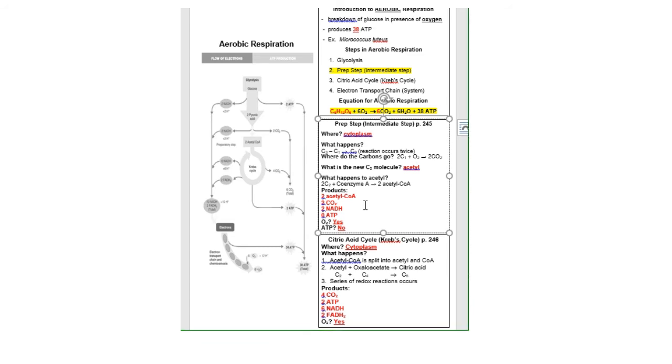One of the ways I like to remember each step is how they're unique from one another. So glycolysis was the only step that would not require oxygen. The prep step is the only step that does not require or produce any ATP. Yes, oxygen is produced, and no, we do not make any ATP. So now we will look at the details of pyruvic acid, or the prep step, on a different slide.